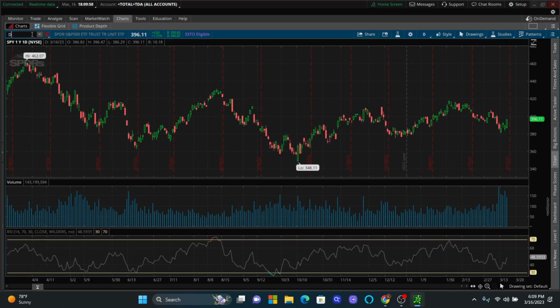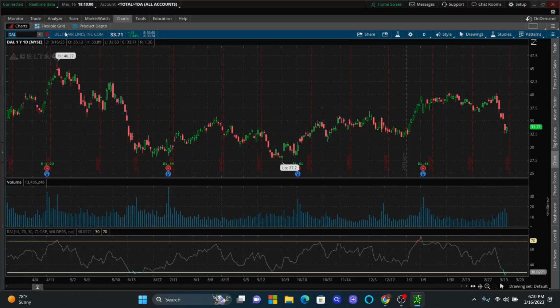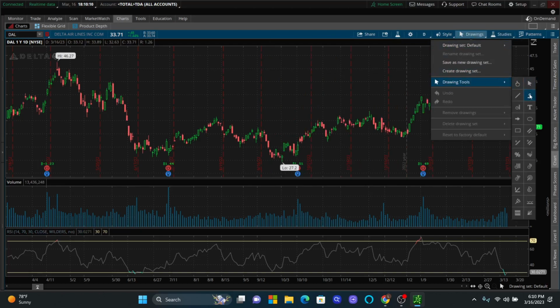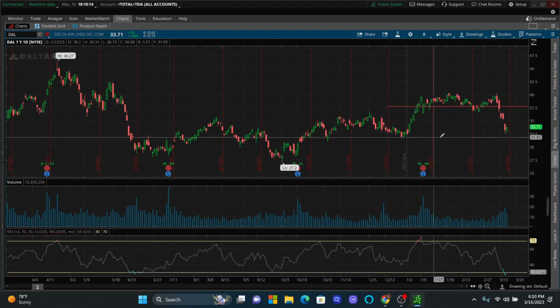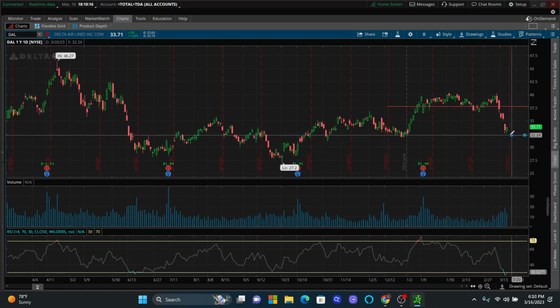So I'm going to go to a ticker that I think would work, and that's going to be Delta Airlines. The first thing we want to do before we look at the RSI is draw support and resistance lines. We have a video on this on the YouTube channel. If you haven't seen that already, go ahead and check that one out. So I see one right here, and I see one roughly right where it's at right here.